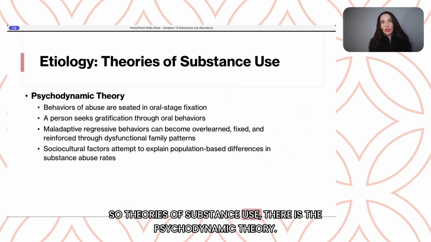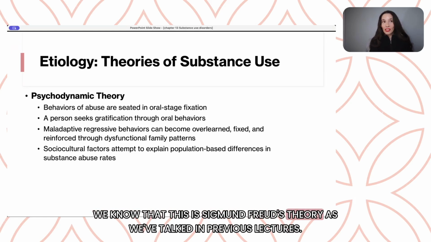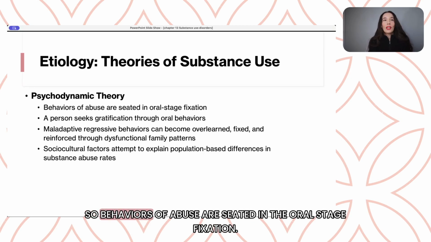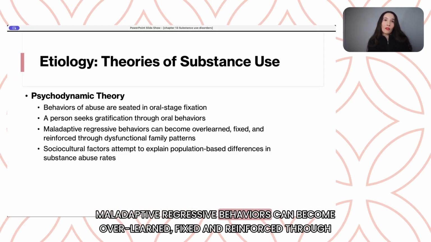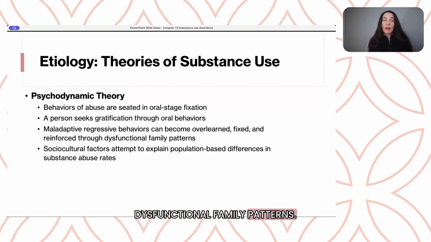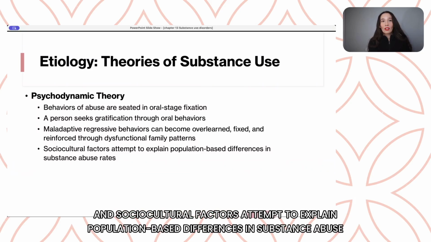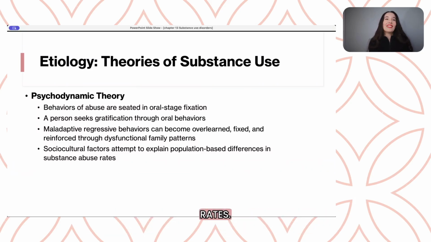So, theories of substance use. There is the psychodynamic theory. We know that this is Sigmund Freud's theory, as we've talked about in previous lectures. Behaviors of abuse are seated in the oral stage fixation. A person seeks gratification through oral behaviors. Maladaptive regressive behaviors can become overlearned, fixed, and reinforced through dysfunctional family patterns. And sociocultural factors attempt to explain population-based differences in substance abuse rates.